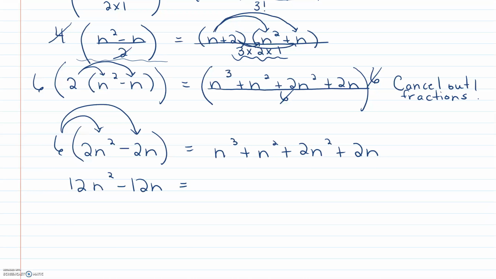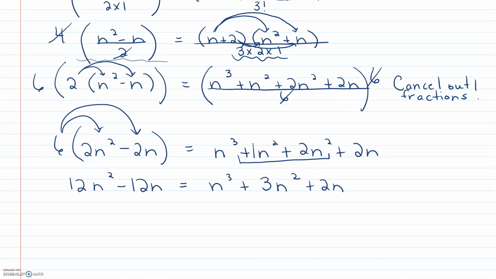I know there's a lot of n's, but they're not all like terms. In order to be like terms, you need the same variable and the same exponent. So in this case, I only have 2 terms that are like terms. So 1n squared plus 2n squared is equal to 3n squared.